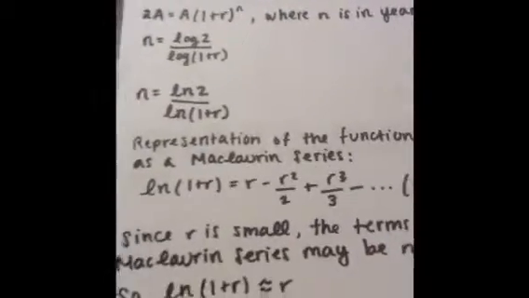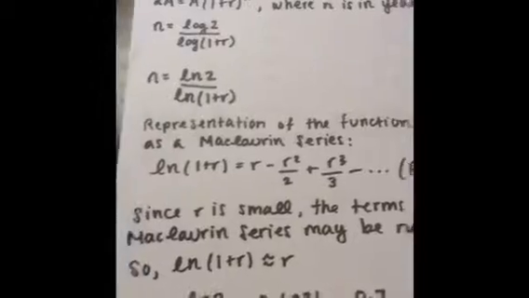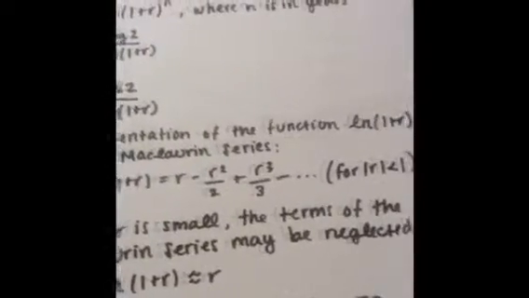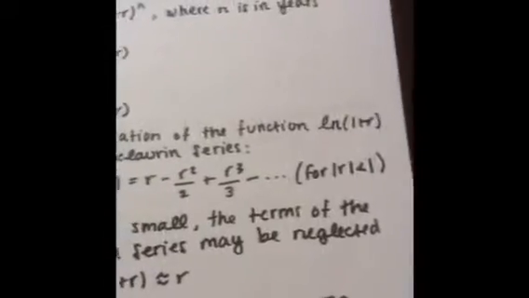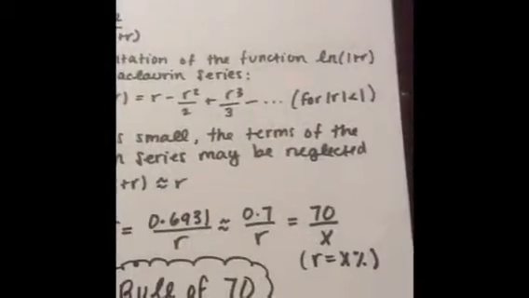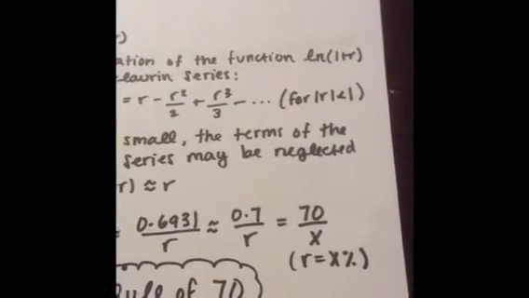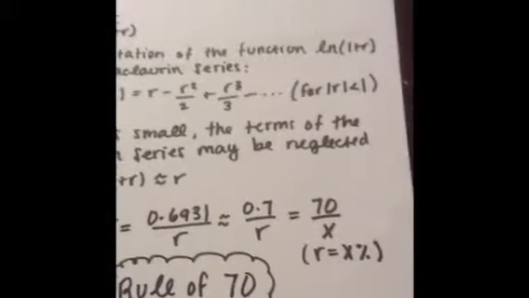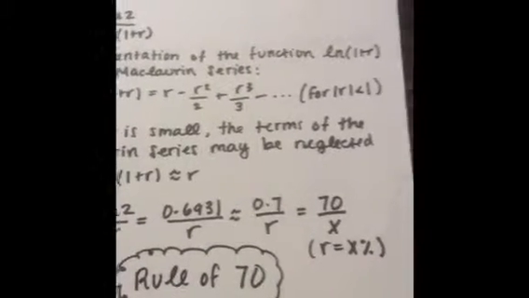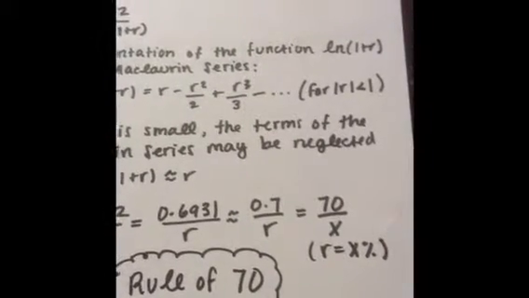So what's going to happen is we're going to take ln of 1 plus r and present it as a Maclaurin series. So ln of 1 plus r equals r minus r squared over 2 plus r cubed over 3 minus dot dot dot, and it goes on and on and on. Since r is a rate of return, the absolute value of r is less than 1. Theoretically, you could have a negative rate of return, but that wouldn't really make sense for an investment in a savings account.